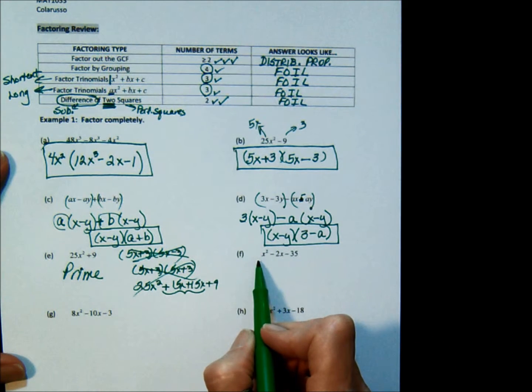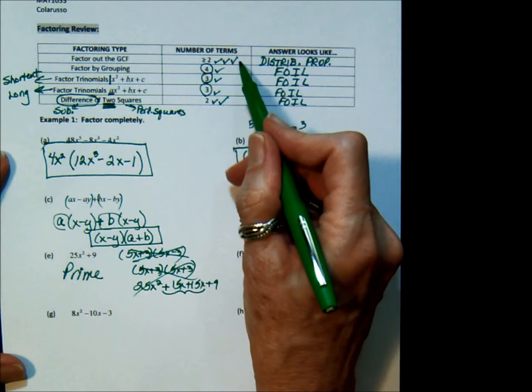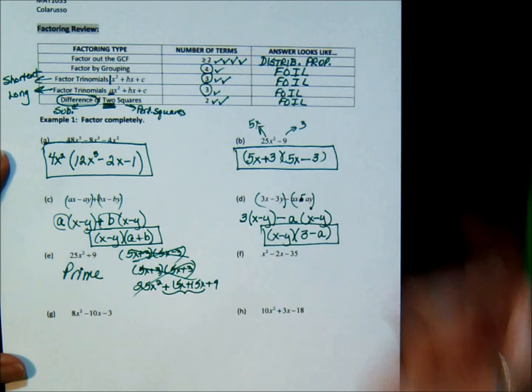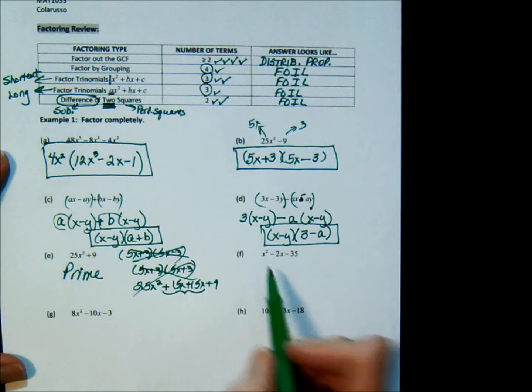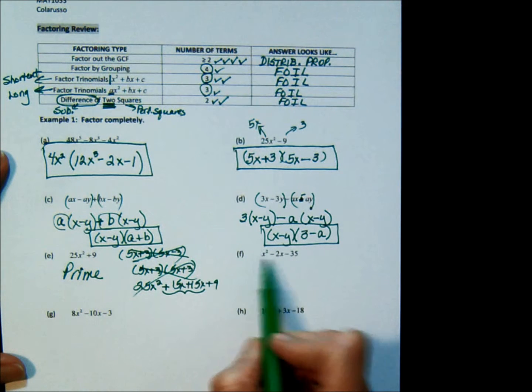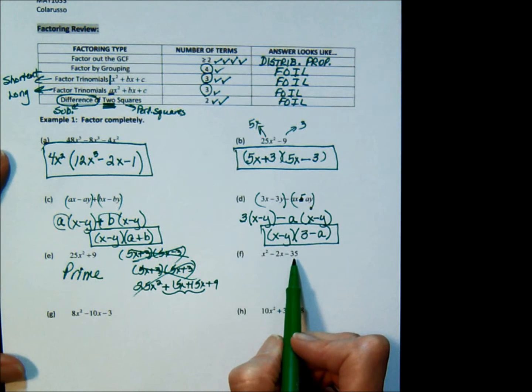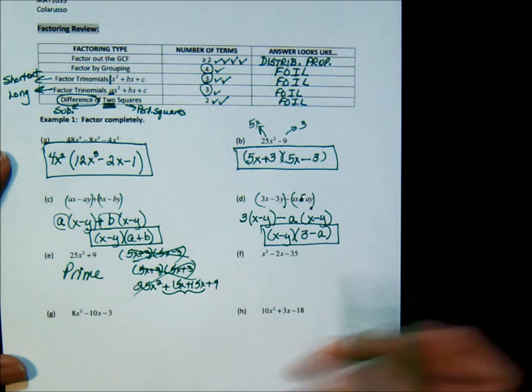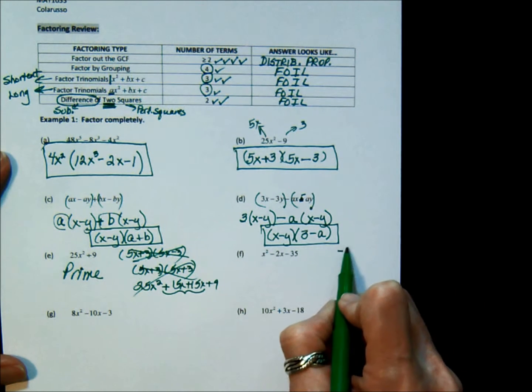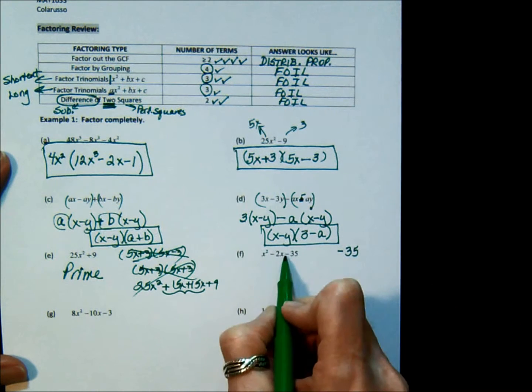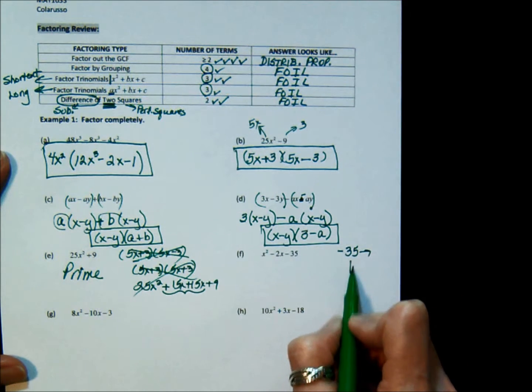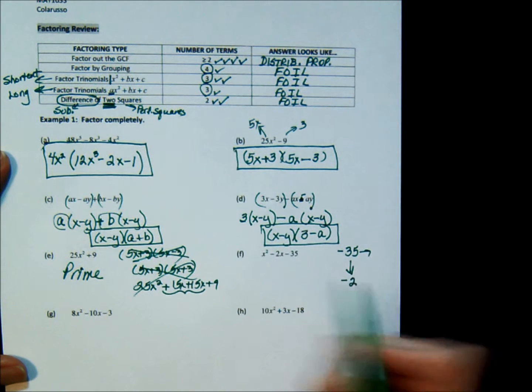Looking at this one, I have a trinomial, and it does have a 1 in the front, an understood 1, so it's either GCF or shortcut process. There is nothing that goes into 1, 2, and 35 other than 1, so I know it is the shortcut process. So I write, I'm looking for factors of negative 35 that combine to make negative 2.